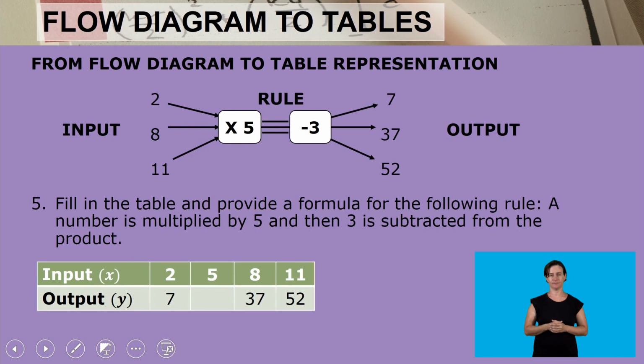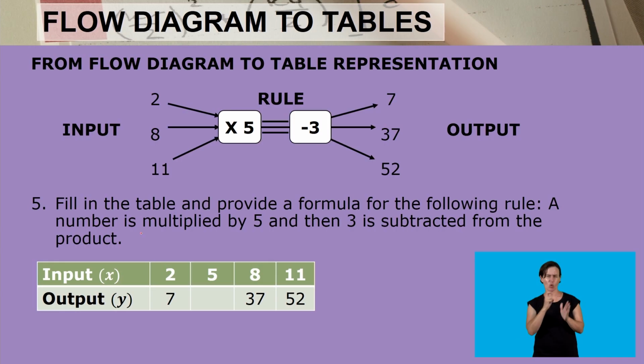Then let's go on to this one here where we have, again, the flow diagram is given. Then we are supposed to fill in the table. We can see that those input values have already been filled out with their output values. But what about the 5? Well, let's look at what the rule says.